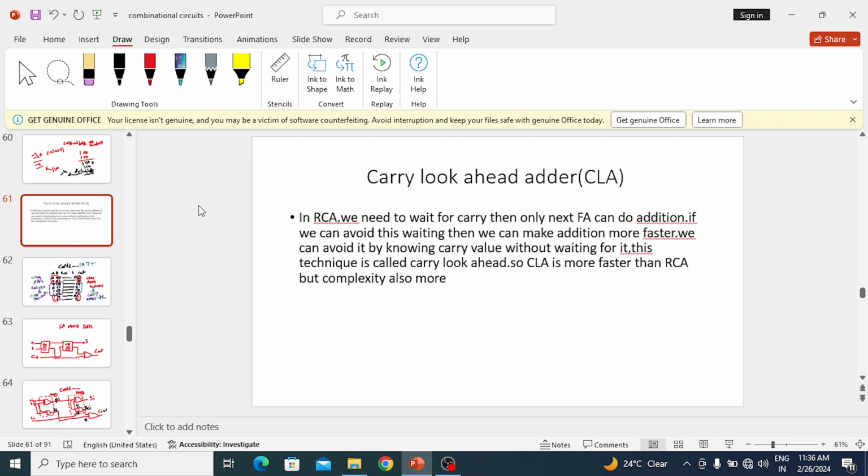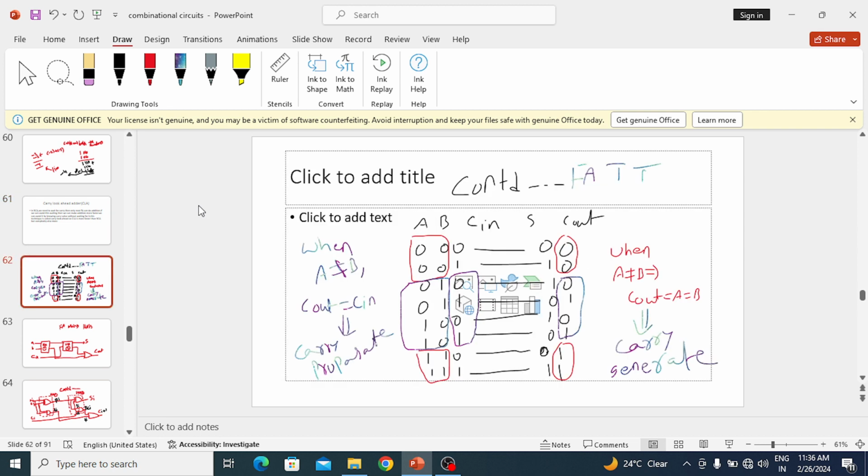So the carry look ahead adder is the fastest adder compared to the ripple carry adder and adder subtractor. To know this logic, we need the full adder truth table. So this is the full adder truth table. You know how to do this truth table. From this table you can observe two things. See here, a equal to b. When a equal to b, the output is also the same. A equal to b, 0 0, you got 0. Here 1 1, you got 1.